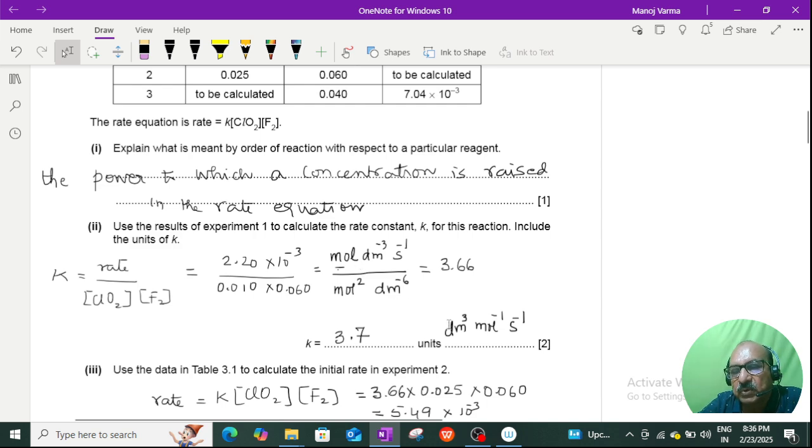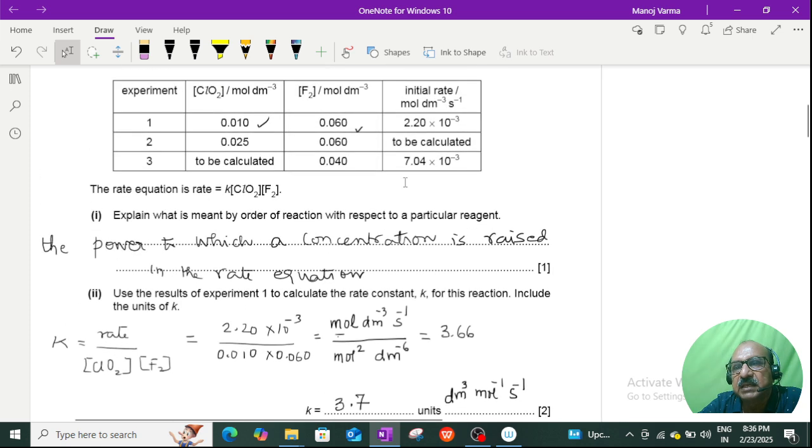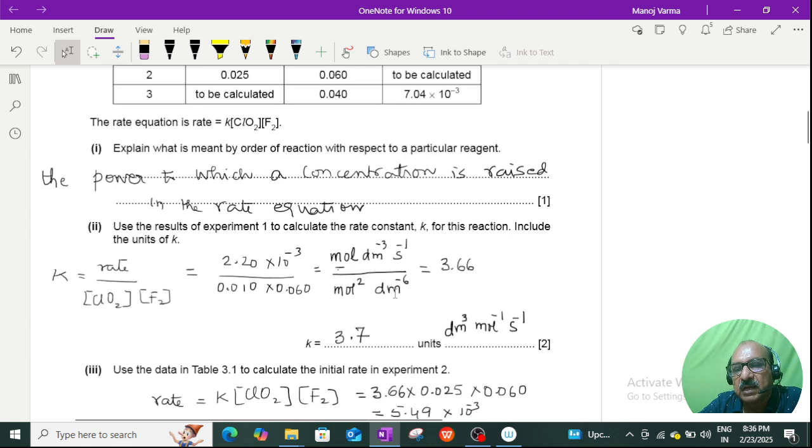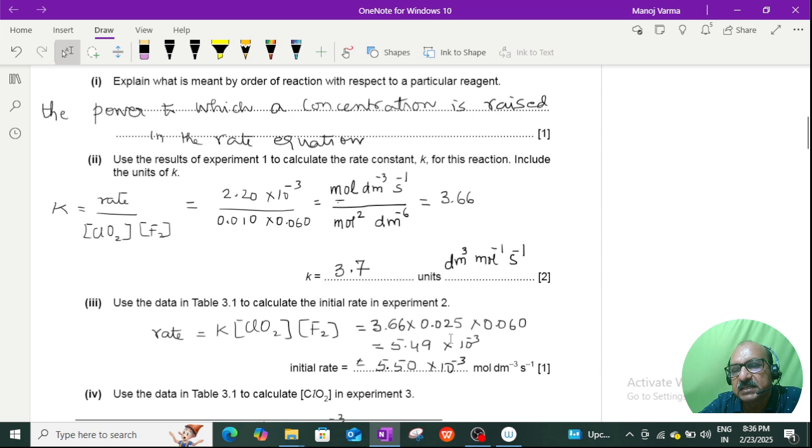And now working on the units, when we write down the units for the terms which have been used in the formula, this unit is given here, mole dm raised to minus 3 second inverse, and these concentrations are in mole dm raised to minus 3, but it is squared, so this becomes mole squared dm raised to minus 6, which cancels out to dm raised to 3 mole raised to minus 1 and second inverse. So these are the units for the rate constant K.